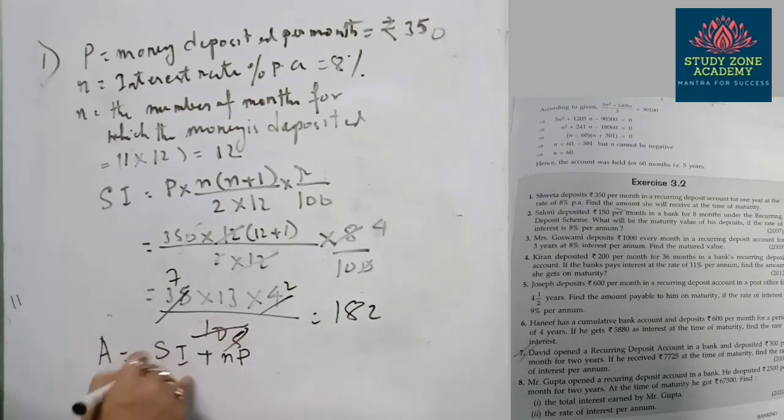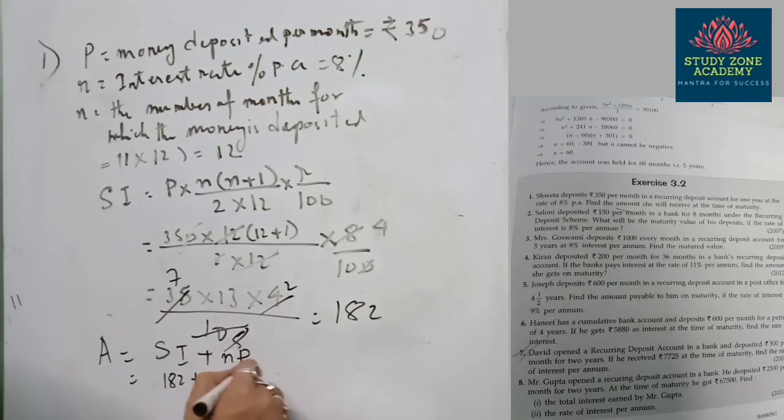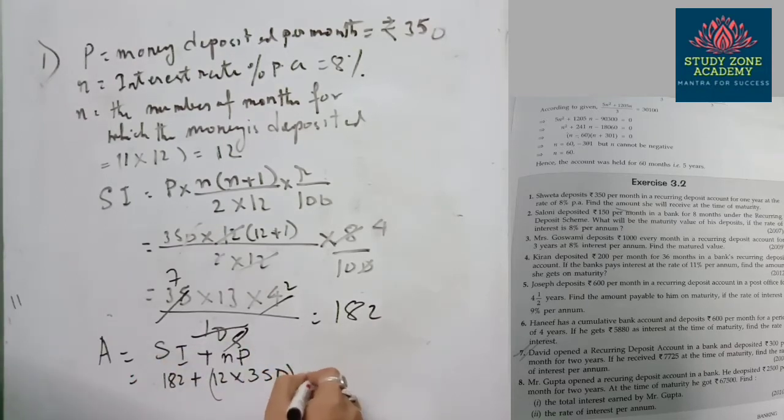So SI is going to be 182, N is 12, and principal is 350. So the answer is going to be 4832. I hope the sum is clear. Let us move on to the next sum. I'm going to write down the structure for the next sum.